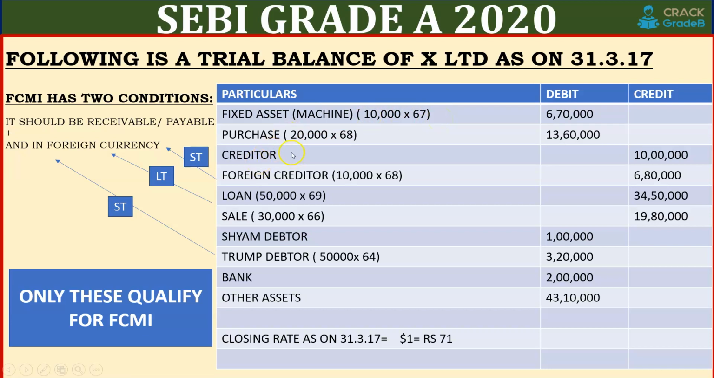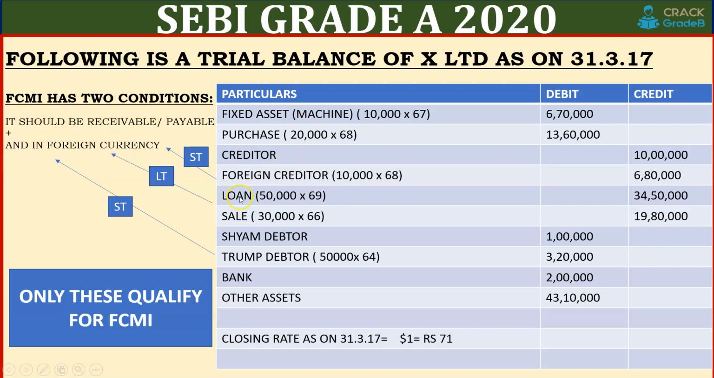But here the creditor seems to be in the reporting country only, because there is no exchange rate over here. तो ये आपकी second condition satisfy नहीं कर रहा. That means the monetary item is not in foreign currency, so it is also not a FCMI. Then foreign creditor: since a creditor is a payable, that means someone we have to pay in future, और वो आपको ये भी दिखा रहा है कि it is a foreign creditor, that means it is representing a spot rate, so it is satisfying both of these conditions, and then it is a FCMI.